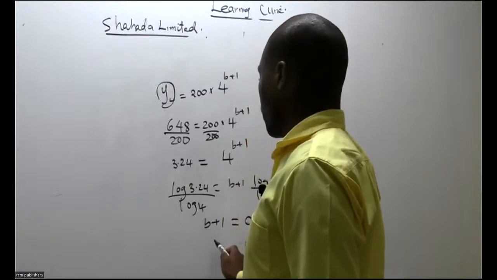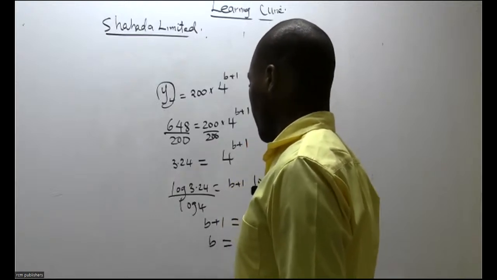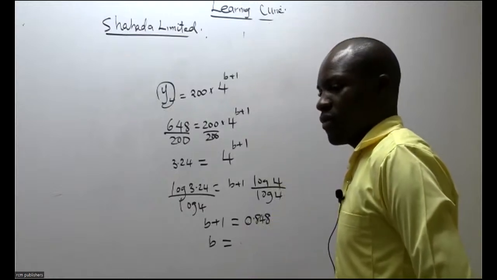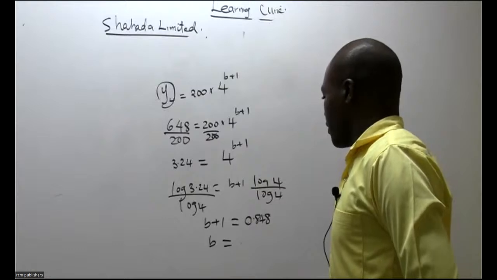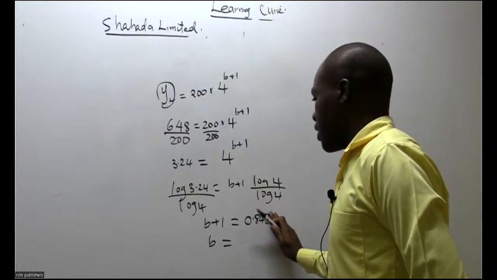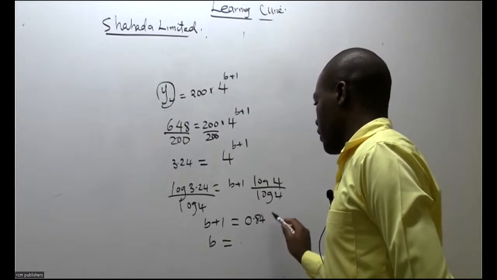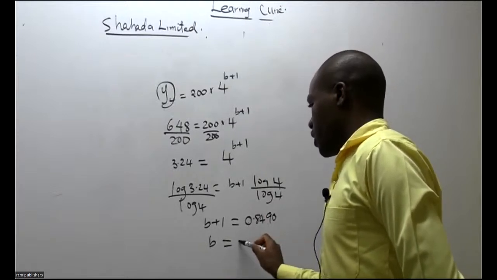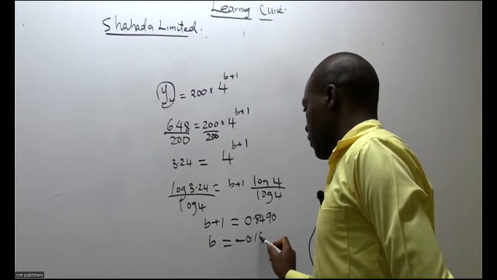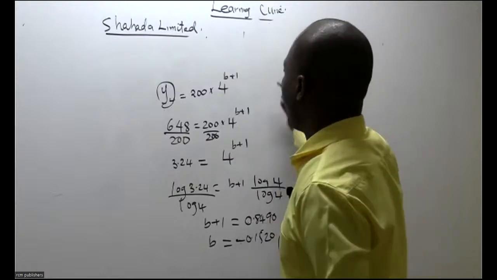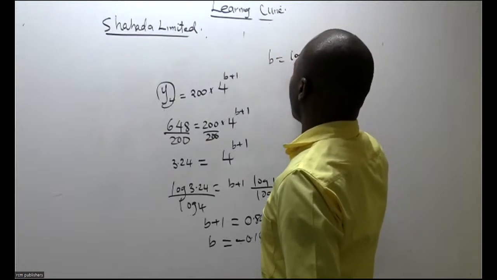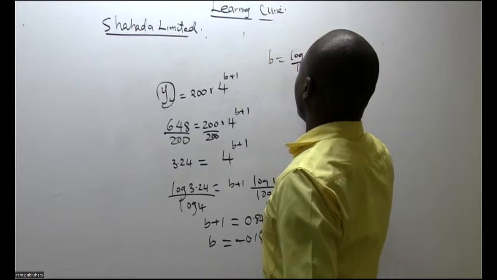Good. You have this. So give me the value of B. What's the value of B? Or even if you use what you have there, 0.8490 maybe, if that's what you're getting. The value of B, negative 0.1520.